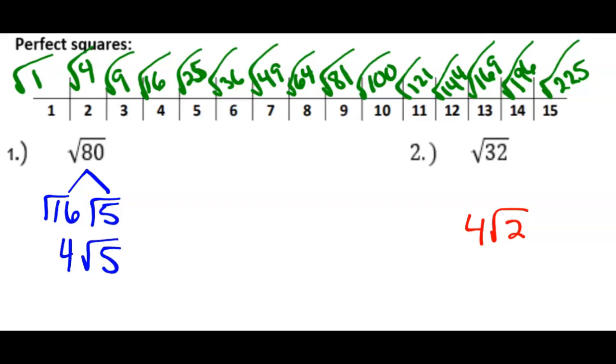Hello, algebra. I told you I would give you the answers. So here they are. I did have one error on the initial video, so we will check that out when I get there. So number 2 would be 4 times the square root of 2.